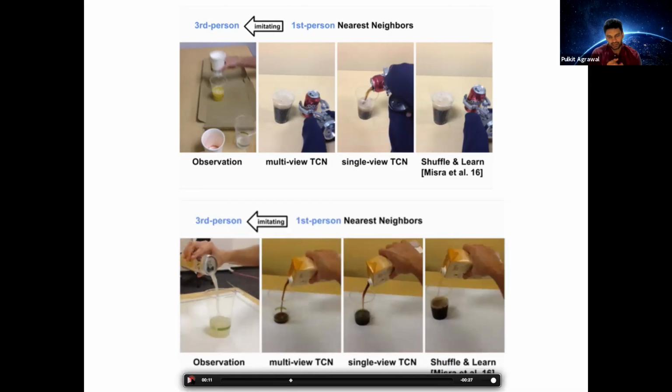Okay, well, fair enough. So what we're able to learn is a representation which is invariant to viewpoints. But how do I actually use this to learn a policy to perform the task?